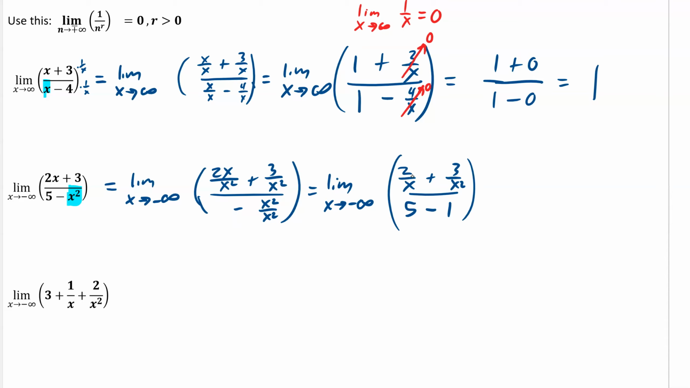So this is 2 over x plus 3 over x squared, 5 minus 1. Oops, I forgot the x squared over here. Very important. There we go. Now everything looks good.